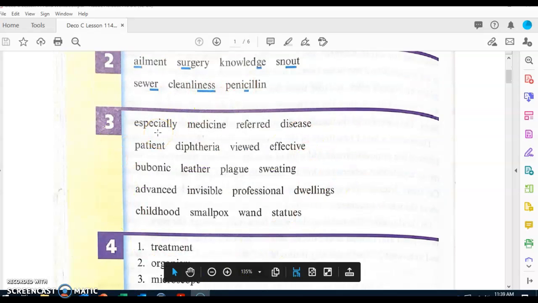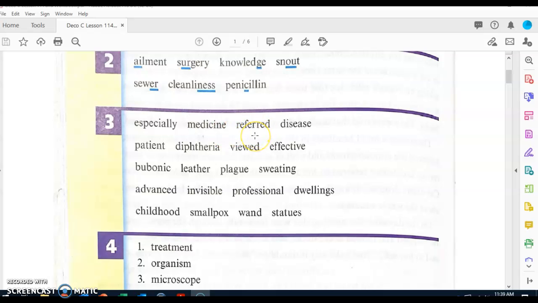First word. What word? Especially. Next word. What word? Medicine. Next word. What word? Referred. Next word. What word? Disease. Next word. What word? Patient. Next word. What word? Diphtheria. Next word. What word? Viewed.